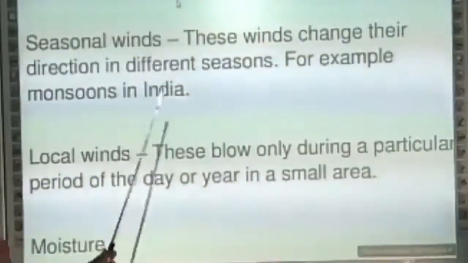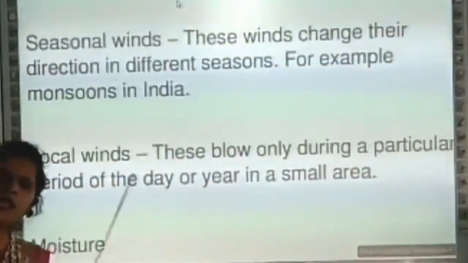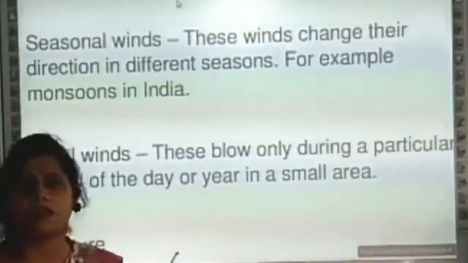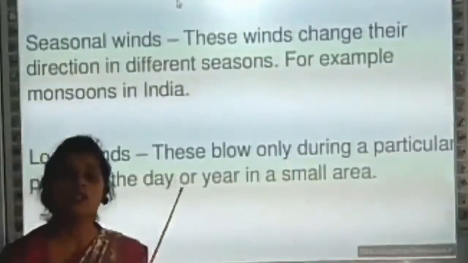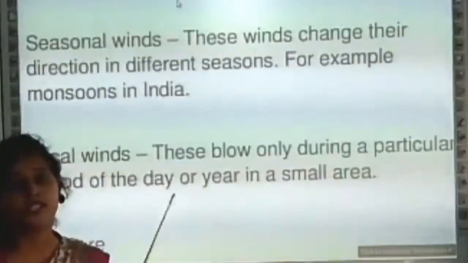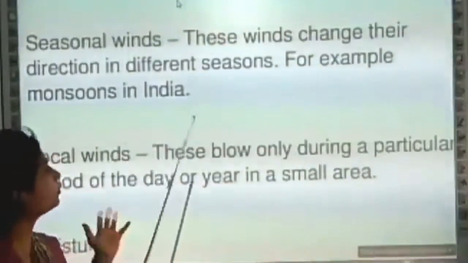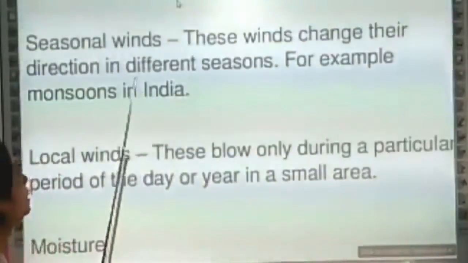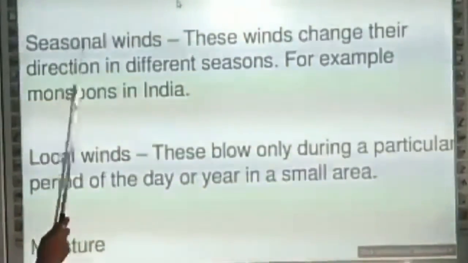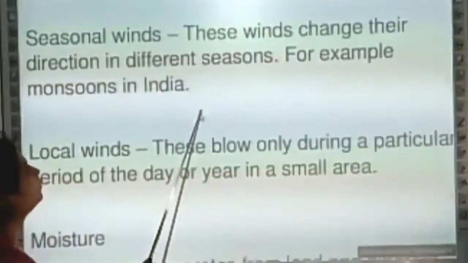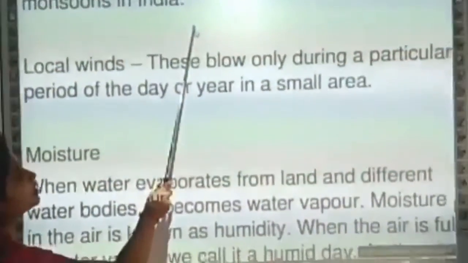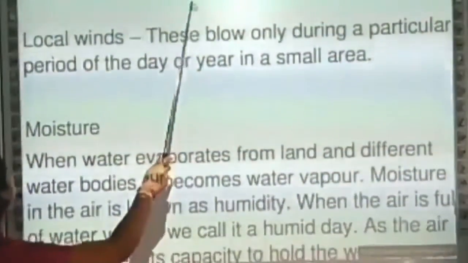That way, because it runs in a season. The rainfall in India comes in June, July, August, September. You all know these are the months when the rainfall happens, and the monsoon wind blows in India. So these winds that blow in different directions in different seasons are called seasonal winds.